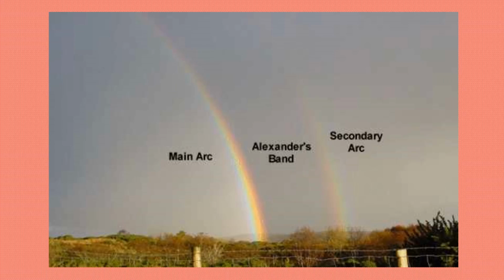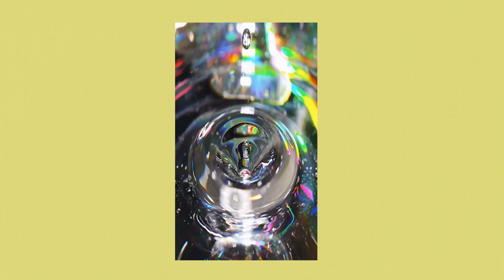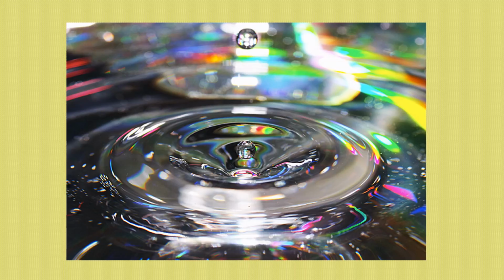The dark and teal sky between the primary arc and secondary arc is called Alexander's band, after Alexander of Aphrodisias, who first described it in 200 AD. We can see in this picture the Alexander's band. Very rarely, light can be reflected 3 or 4 times within a water droplet, which produces even fainter tertiary and quaternary rainbows in the direction of the sun.